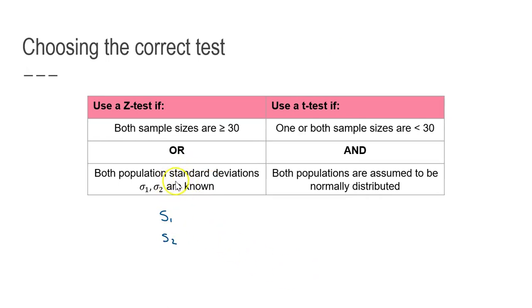But if for some reason you had a small sample size, but they gave you population standard deviations, you would use the z-test. For the t-test, that would be if one or both of our sample sizes are less than 30 and both populations are assumed to be normally distributed. So the problem will have to say, assume the populations are normally distributed. If it doesn't say this, then we can't do any test at all.